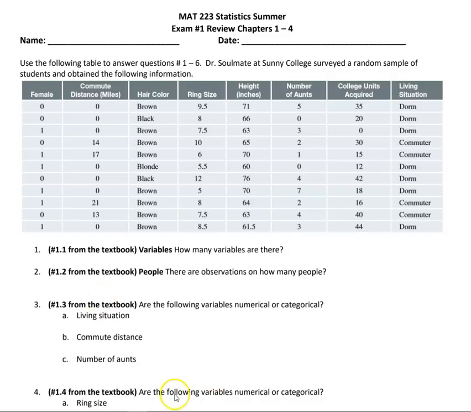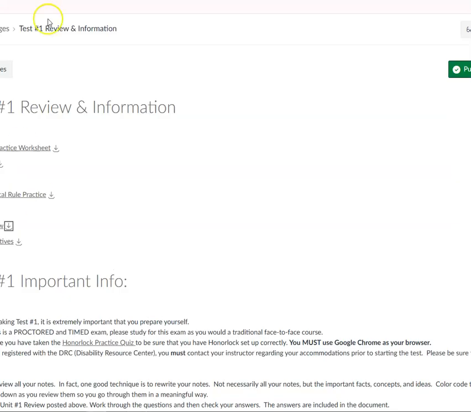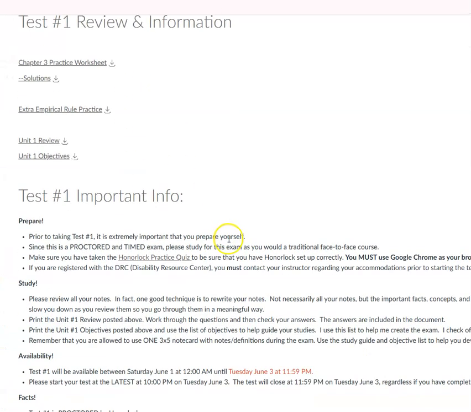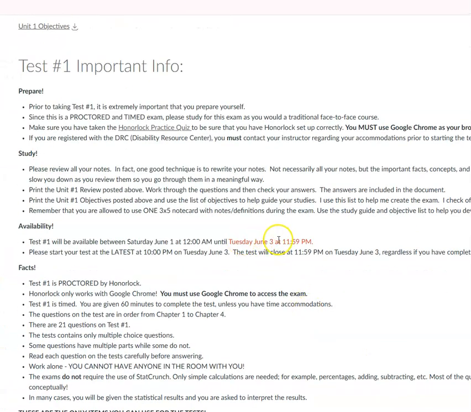So make sure you know, let me go back to Canvas for just a second, make sure you know that the test is due on Tuesday, I believe. Yeah, June 3rd by midnight. So you want to make sure you start it by 11 o'clock that night. Don't wait till the last minute is my recommendation, but no later than 11 o'clock because it will cut you off at midnight, 11:59 p.m. on Tuesday. So to make sure you get that full hour, make sure you start by 11 o'clock.